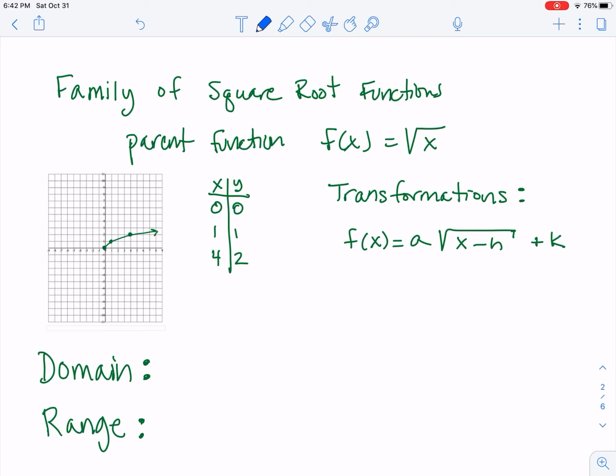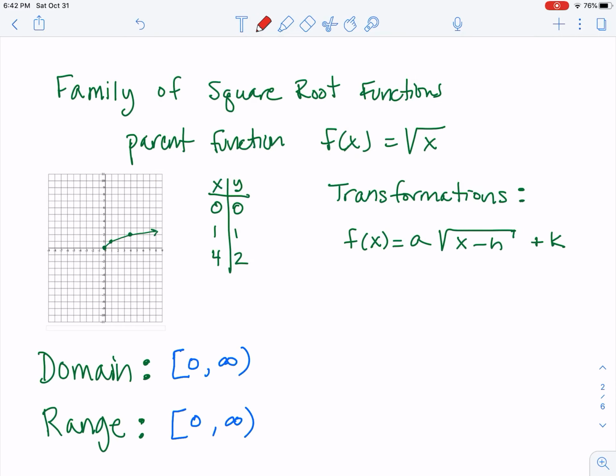And the domain for this parent function, well, as I look at the x values from -infinity to infinity, the x values start at 0 and go to infinity. And the range, the y values, start at 0 and go to infinity. So notice this is the square root function, new parent function. Okay, this is going to be the family of square root functions that we are going to talk about. So this family of square root functions also has transformations that go along with it.